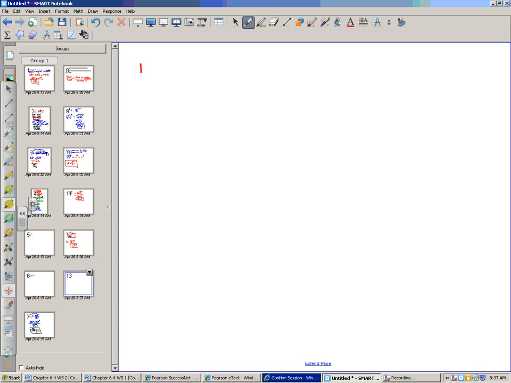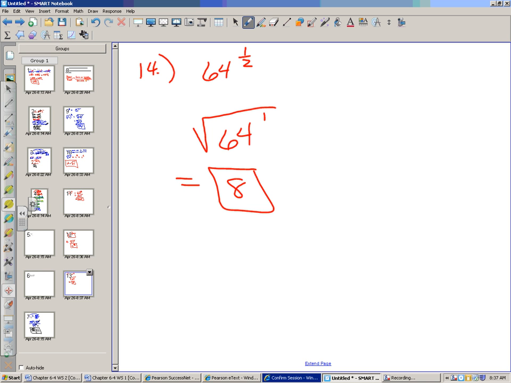All right, number 14. It says to simplify 64 to the 1/2. So take it out of rational exponent, and how do I write it? Power over root. So here's the 64. What's the power? The 1 goes there. The 2 goes on the inside, so it's understood to be a 2 there. So what is the square root of 64? 8. Done. Make sense? Let's move on to number 17.